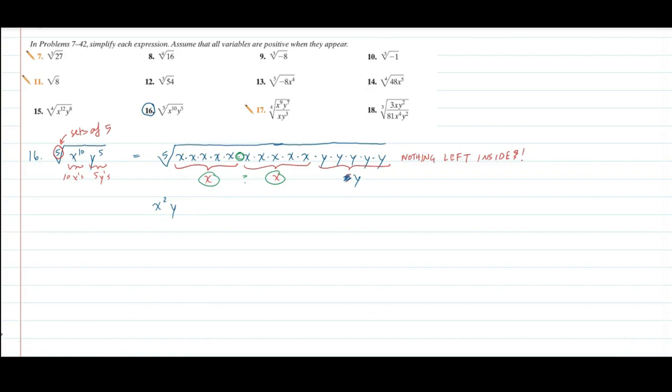You just leave it. Okay, just leave it. Don't write the fifth root, and just write that as your answer and move on. Now, what's the trick here? Do we really need to write out 10 x's and 5 y's?